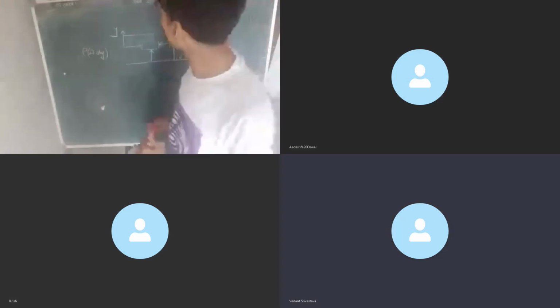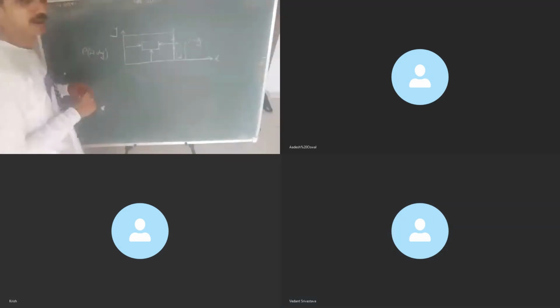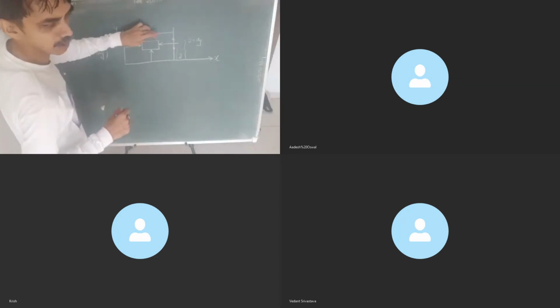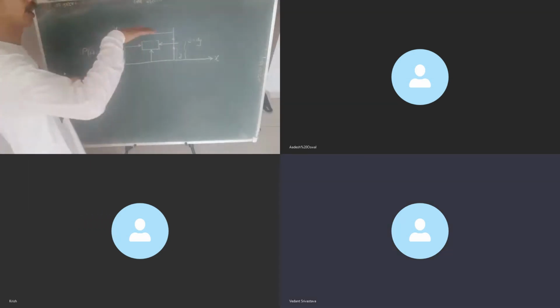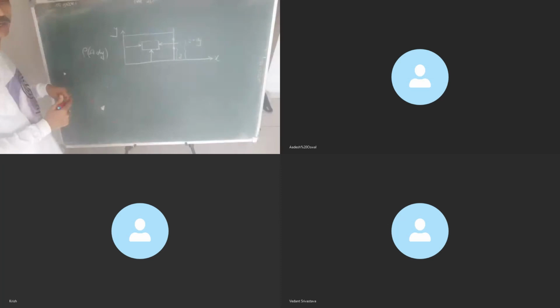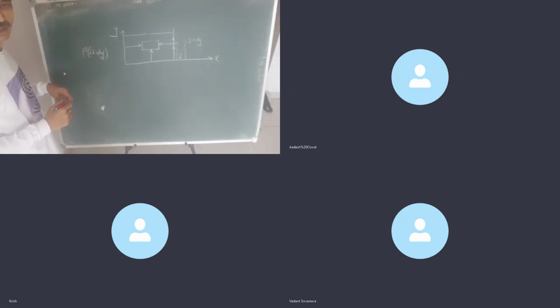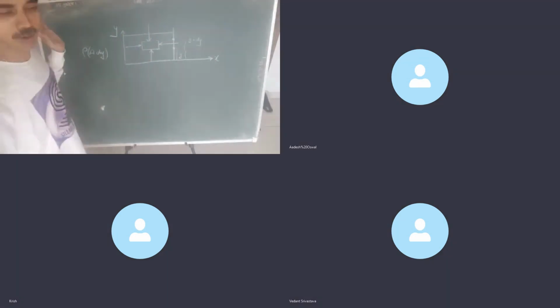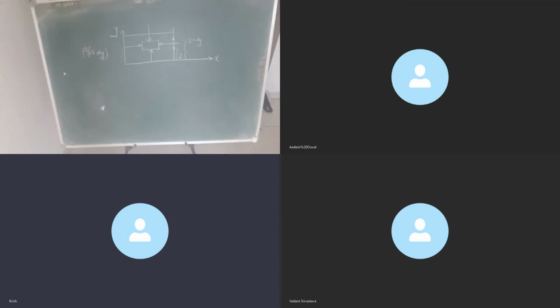Then comes the water above it. This segment of water will apply its weight on it, will throw its weight on it. So that will also be marked, this way, right? Krish, any doubt?